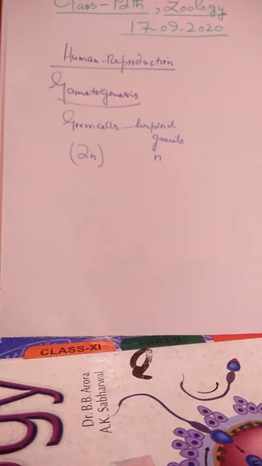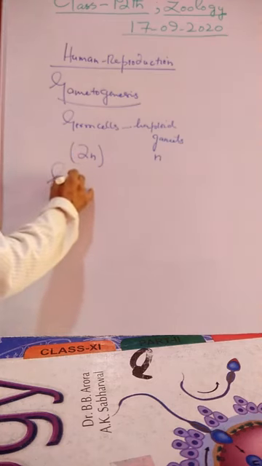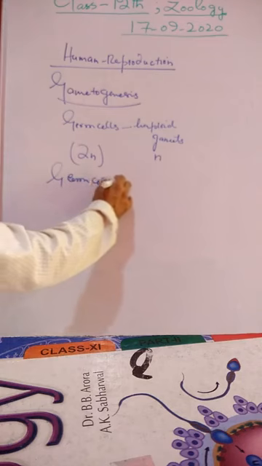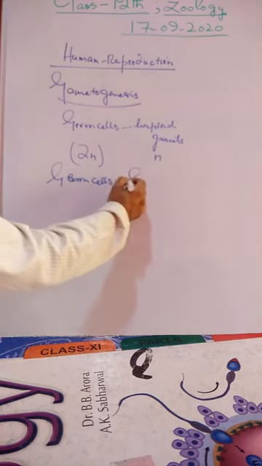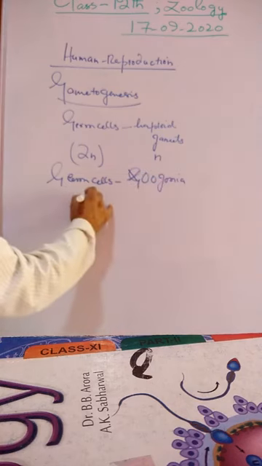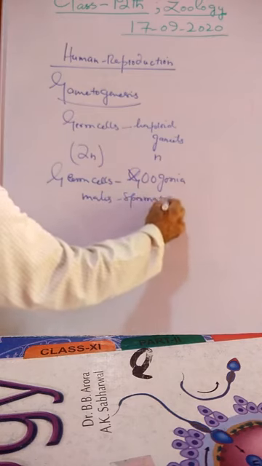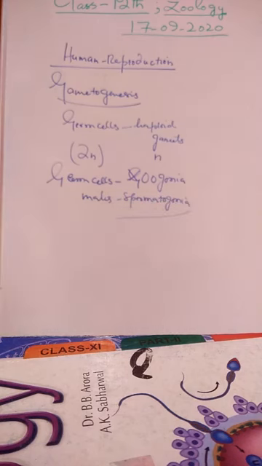Gametogonia are the diploid primary germ cells. In males they are spermatogonia, and in females they are oogonia. Oogonia and spermatogonia are present in females and males respectively. They are present in primary sex organs called gonads, testes in males and ovaries in females respectively.